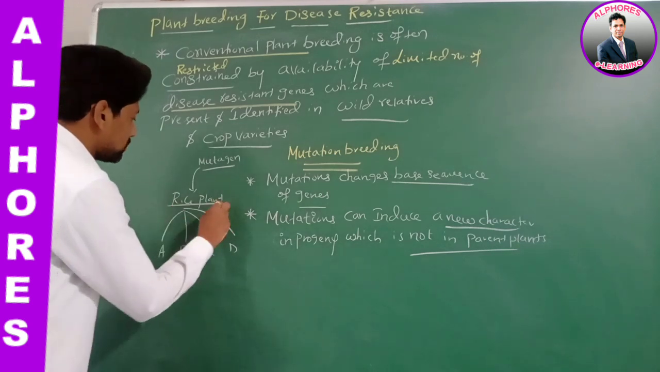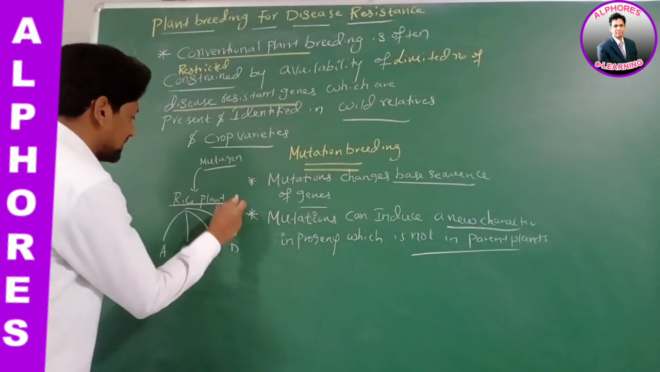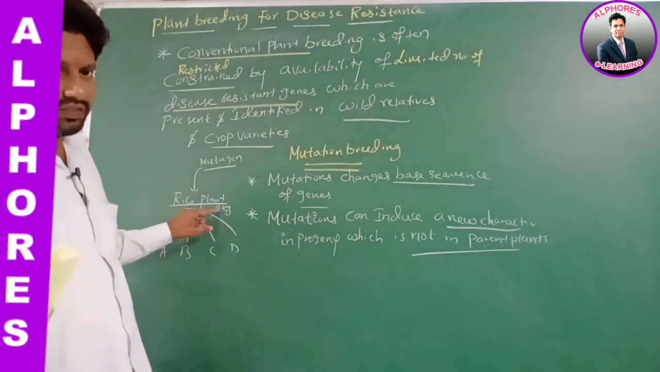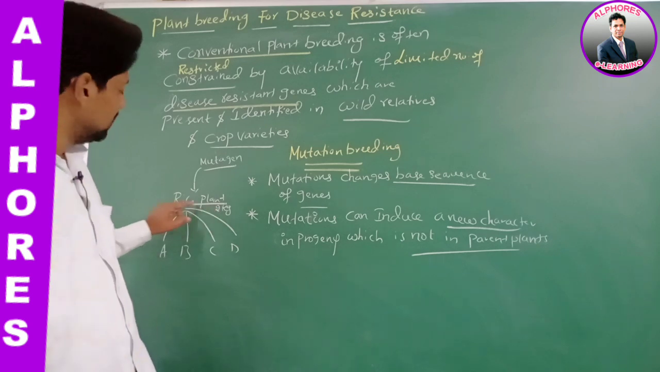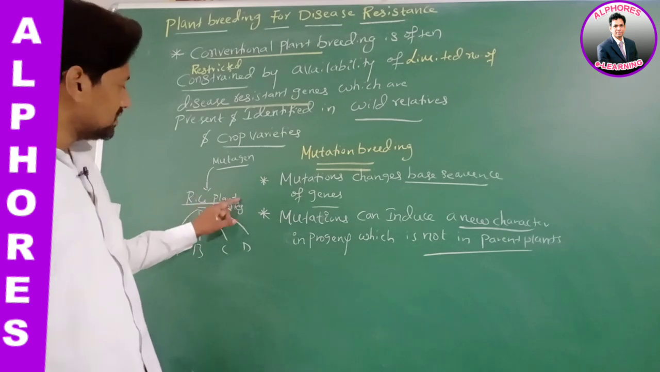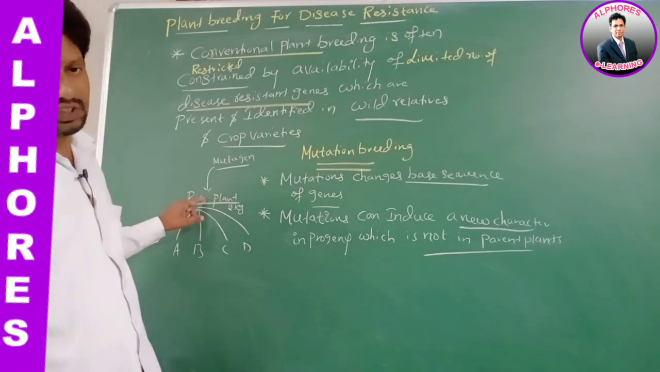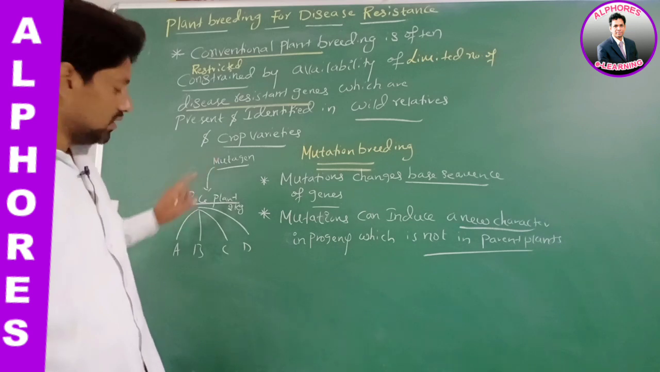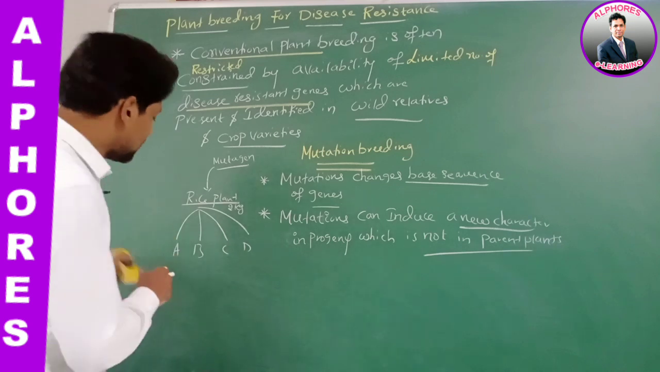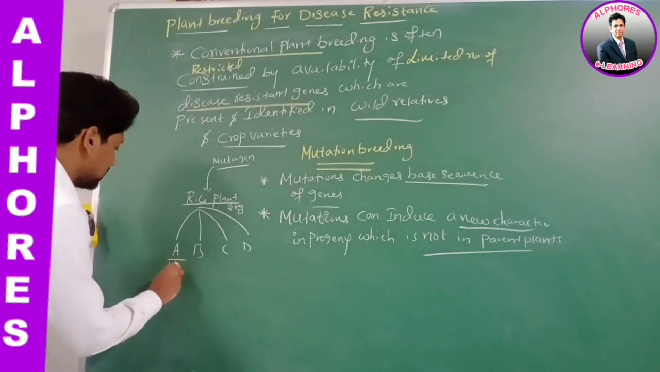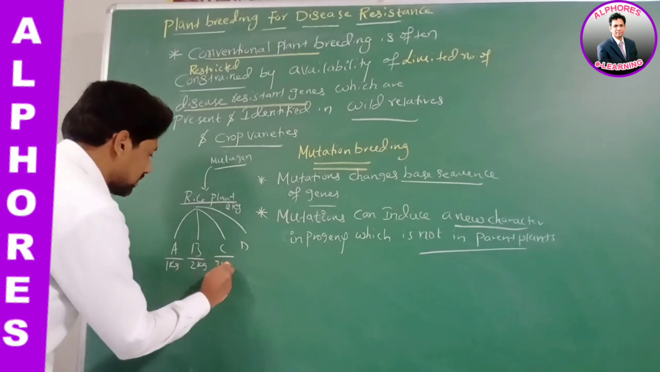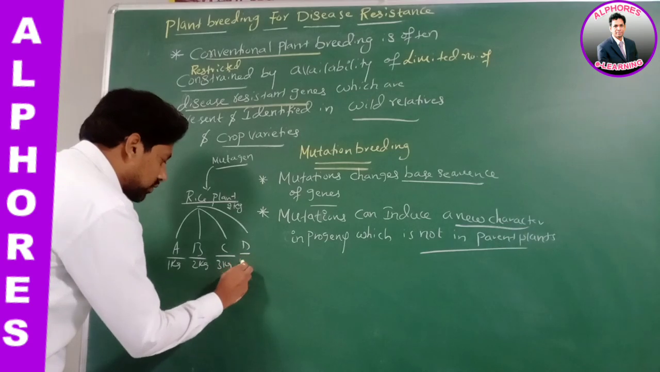Already this rice plant is giving 2 kgs of rice. This is our assumption, we are just assuming. Take a rice plant which is giving 2 kgs of rice. This variety has undergone mutations with the help of a mutagen. Then 4 rice varieties are produced, A, B, C, D. A variety is giving 1 kg of rice, B variety is giving 2 kgs, C variety is giving 3 kgs, D variety is giving 4 kgs of rice.